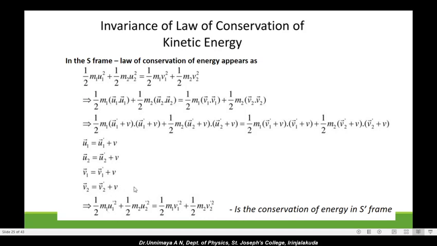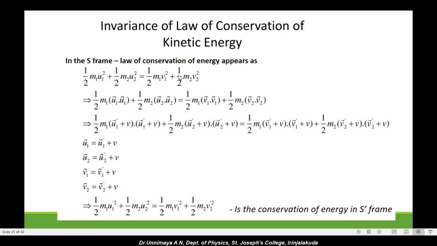So this is the total kinetic energy of the particles before collision in the S prime frame, which is equal to this term, the total kinetic energy of the particles after collision in the S prime frame. So the first is the law of conservation of energy in the S frame, and this equation corresponds to the law of conservation of energy in the S prime frame. So using transformation relations, we found the conservation of energy in the S prime frame.